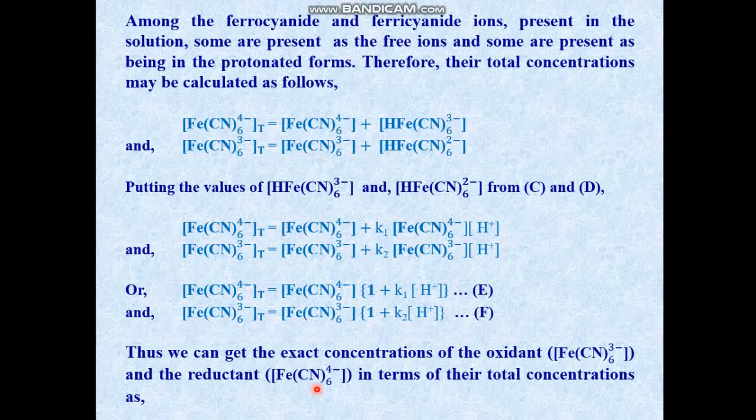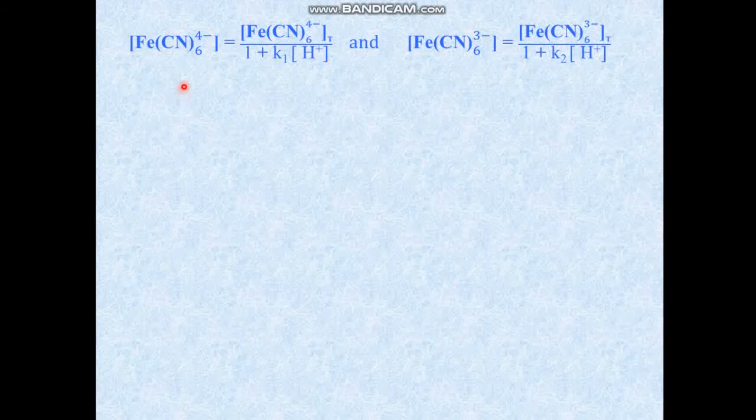So what we know actually is what we have put in the solution, and that is the total concentration. So this total concentration can now be calculated as this one. In terms of total concentration, the free ion concentration can be expressed this way. So this is the free concentration of Fe(CN)6 4- in terms of the total concentration of Fe(CN)6 4- and the free concentration of Fe(CN)6 3- in terms of the total concentration of Fe(CN)6 3- and also in terms of K1 and K2.